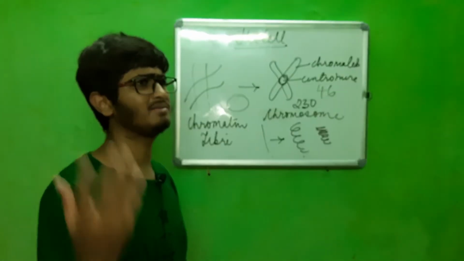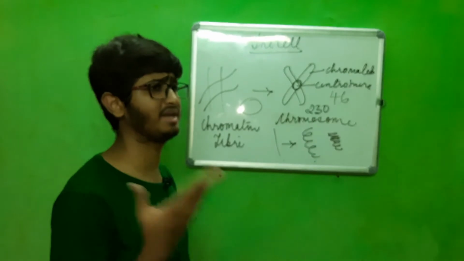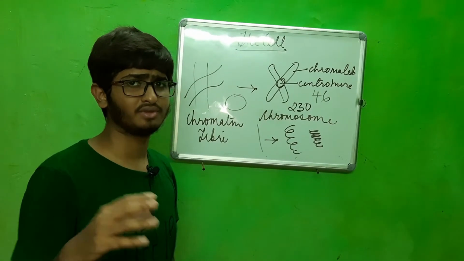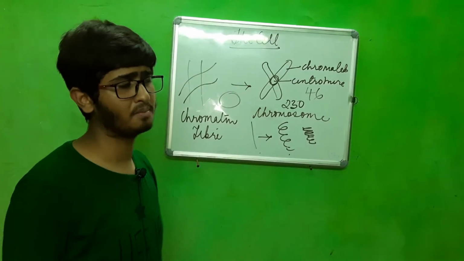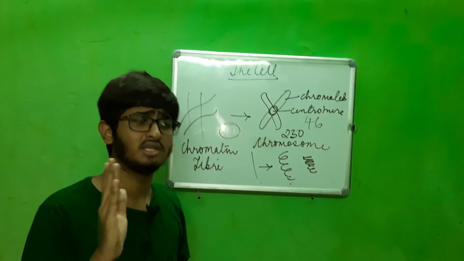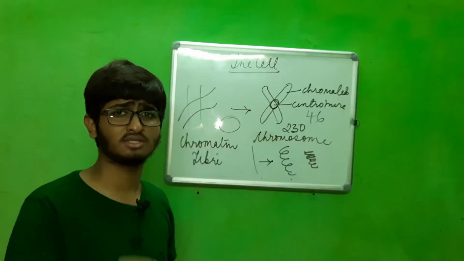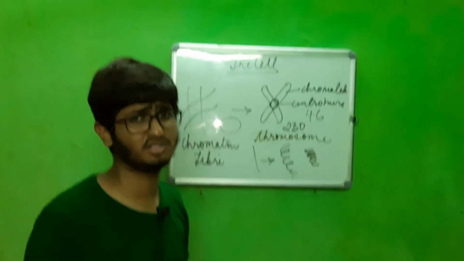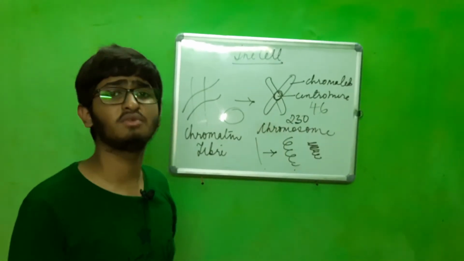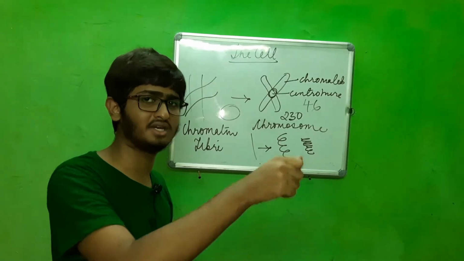Many times in the examination a question is asked: name the organelle which carries information from the parent cell to the daughter cell, and people write nucleus. Nucleus is wrong here because, let me tell you, at the time of cell division the nucleus disappears. What remains is the chromosome. So the answer will be chromosome. Chromosome carries the hereditary information.